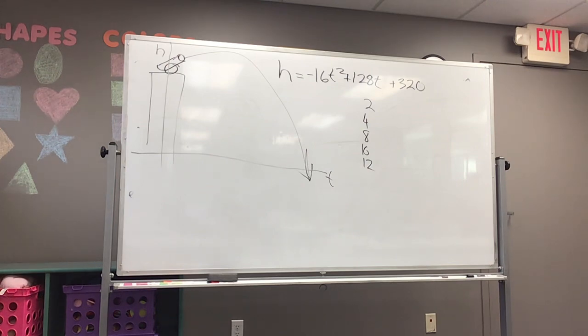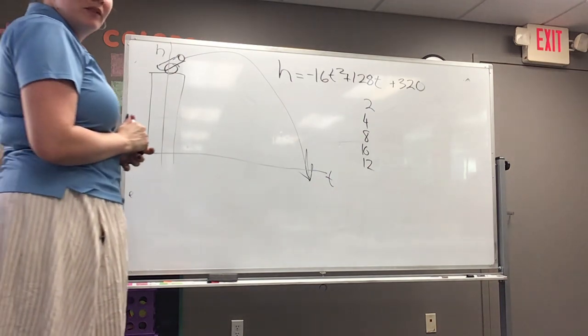All right, what have you got? 10? Agreements, disagreements on 10?